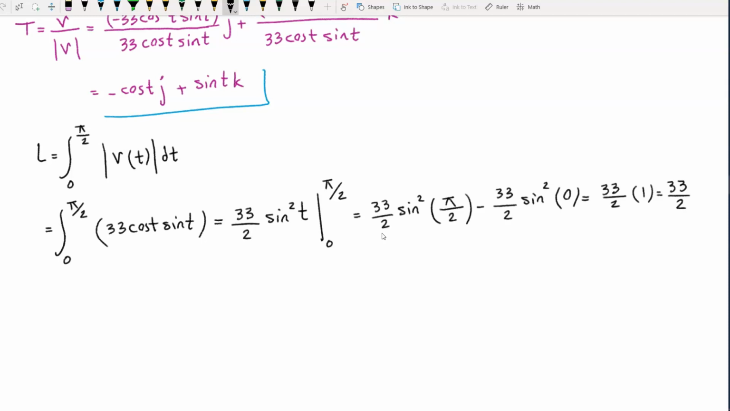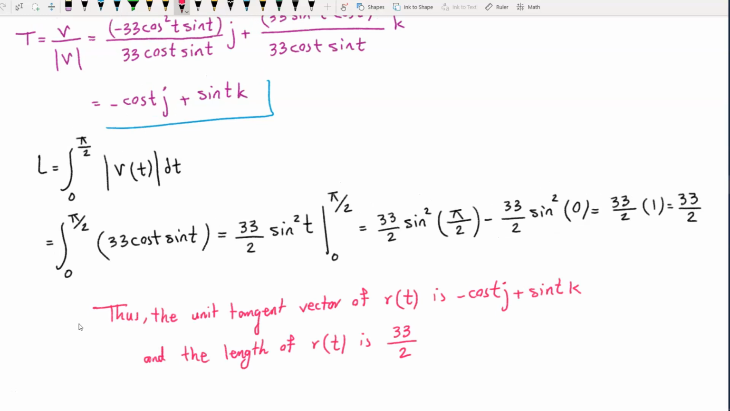And this is equal to 33 over 2 sine squared pi over 2 minus 33 over 2 sine squared 0, and that is equal to 33 over 2. Here we have pi over 2, and sine squared pi over 2 is equal to 1, and on this part we have 0. So our answer is 33 over 2. So what we have for T, the unit tangent vector of r of t, is negative cosine t times j plus sine t times k. And here L, the length of r of t, is equal to 33 over 2.